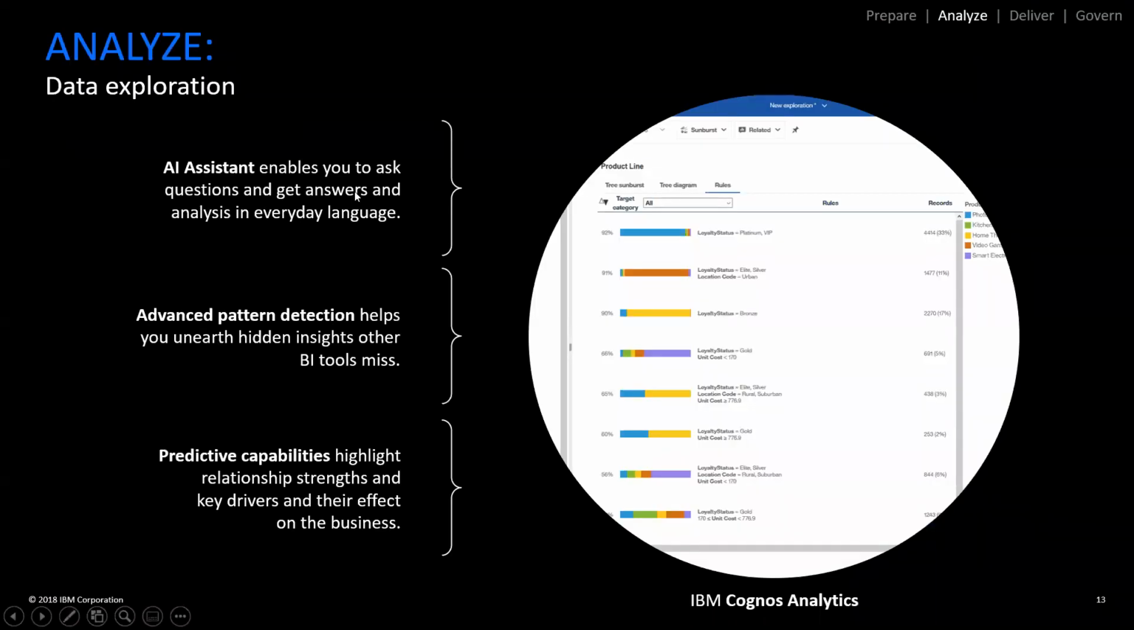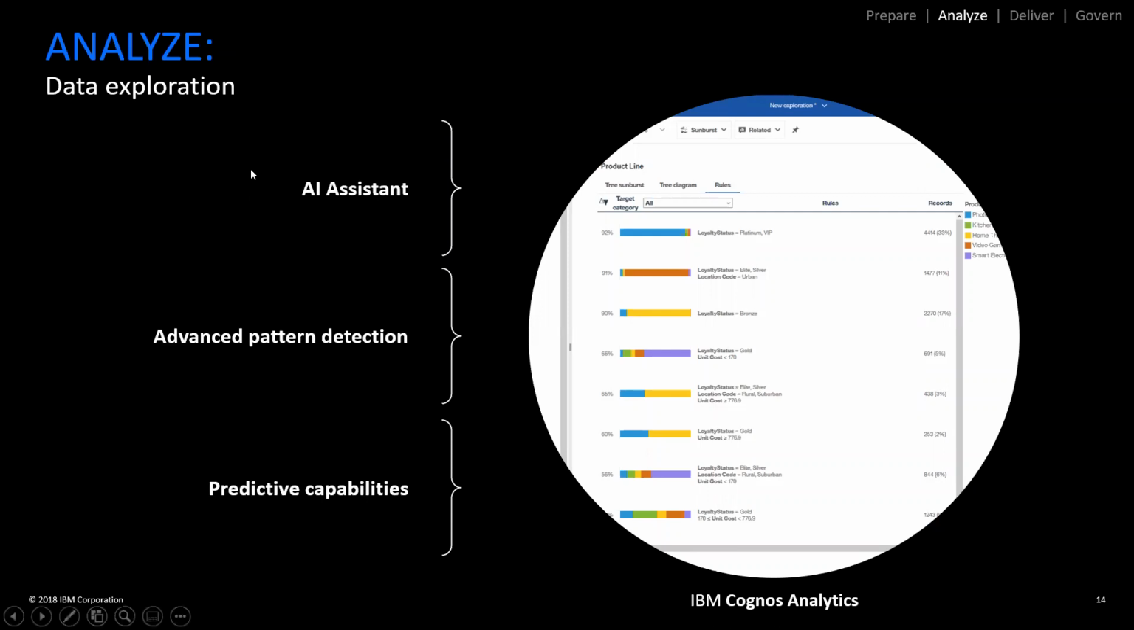Right. So analyze, data exploration. The AI enables you to ask questions and get answers. Again, that natural language processing. Advanced pattern detection, predictive capabilities. And again, there's no coding involved. The system is just doing this under the covers. It has all these different AI APIs that it uses behind the scenes to be able to actually do all this for you. AI assistant, pattern detection, predictive capabilities, all built in.